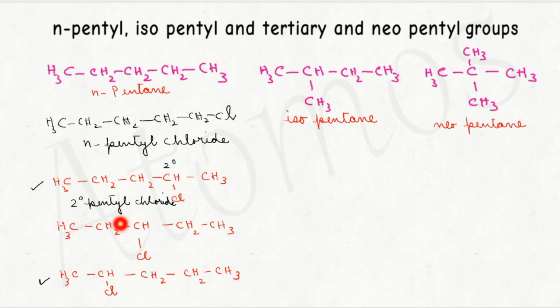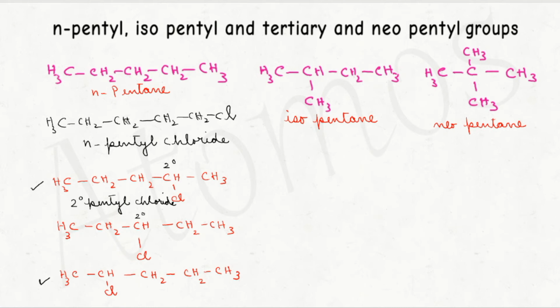But what about the second one? Here chlorine is attached to this carbon atom, the middle carbon atom. Which in turn is directly attached to two other carbon atoms. So this is also a secondary carbon. So we will have to call this also secondary pentyl chloride. Because of this confusion, this common name secondary pentyl chloride, we won't be using it at all. So you should remember it. In order to name these compounds, we will have to go for the IUPAC name only. Usually we won't be calling it by their common names. Understood?